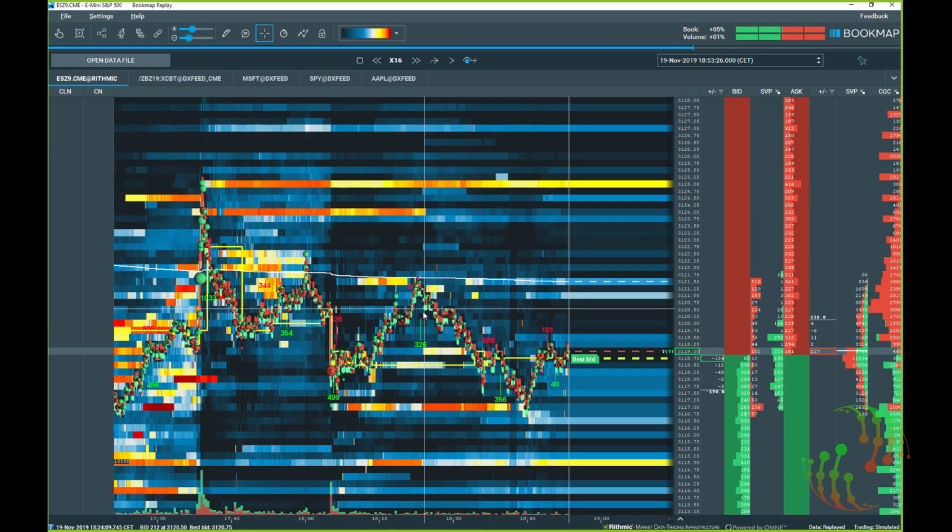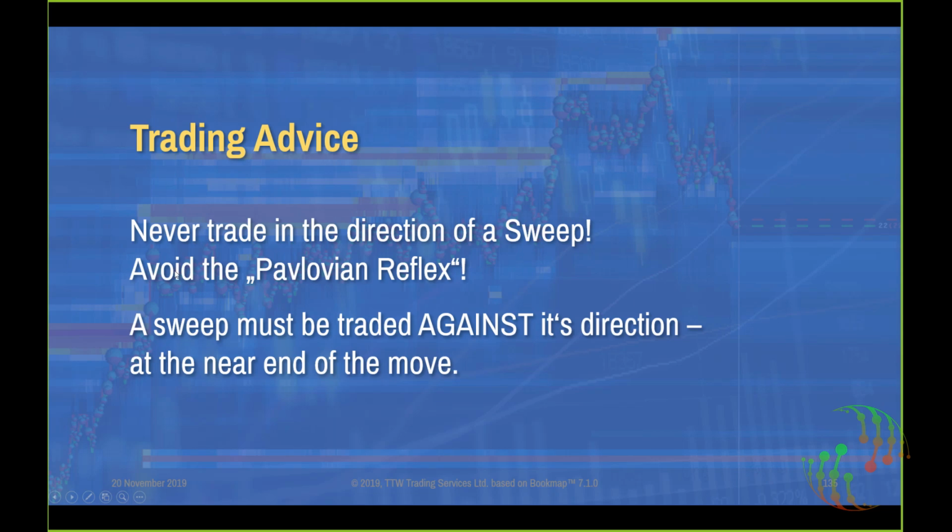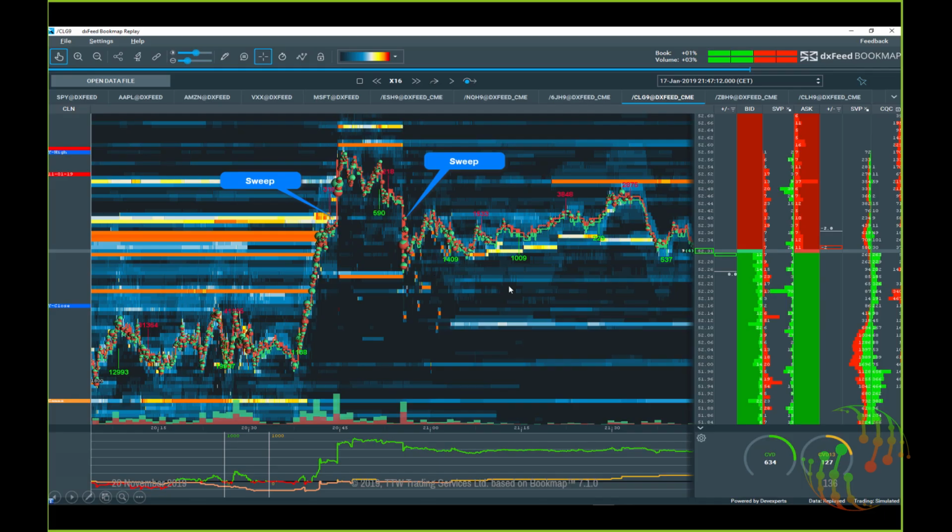Okay. You see, this move was good for a few points. It's not that much what we expected, but anyway, doesn't matter. Every tick counts, every tick. Never trade in the direction of a sweep. Avoid a Pavlovian reflex. A sweep must be traded against its direction at the near end of the move.